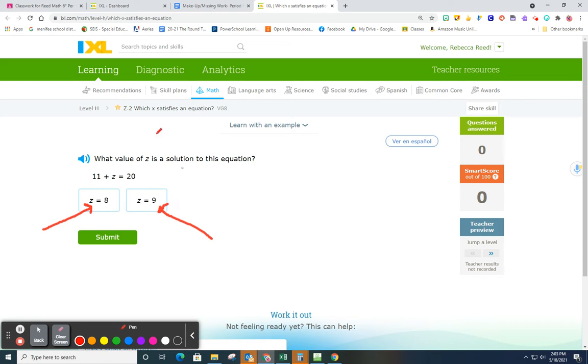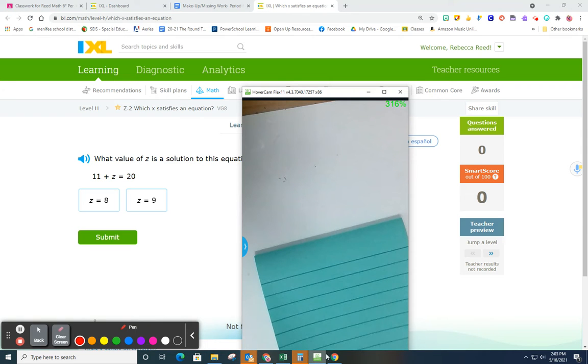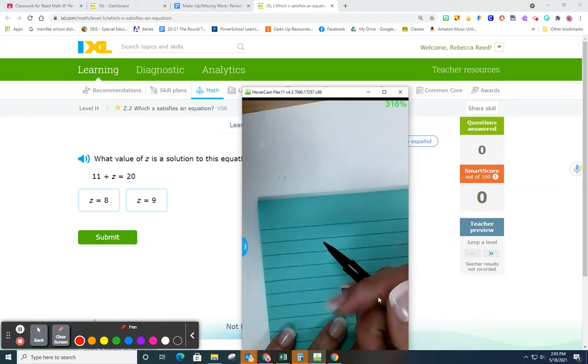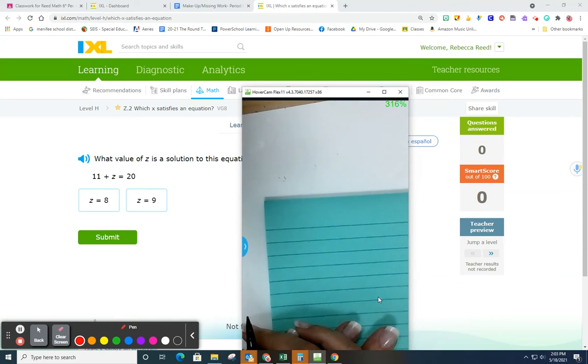Now you could go about solving this a couple of different ways. I'm going to show you what I think is the most efficient way, and then how we can use what we know to check our work, okay? So I'm going to go ahead and clear that. I'm going to use my hover camera because what you need to do on your own is you need to make sure you have some paper, okay?